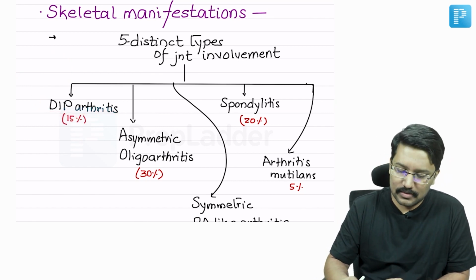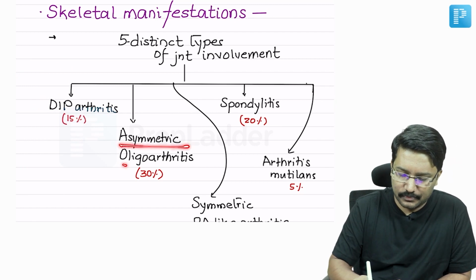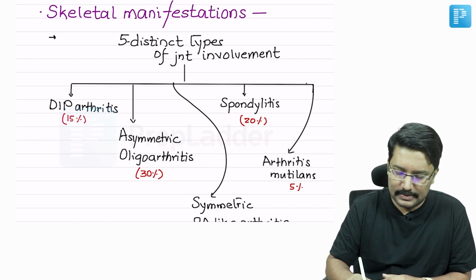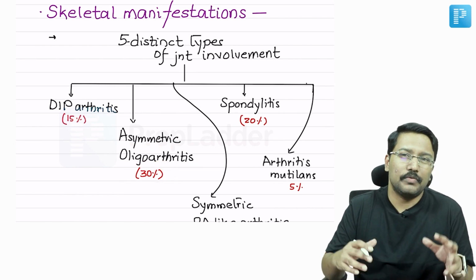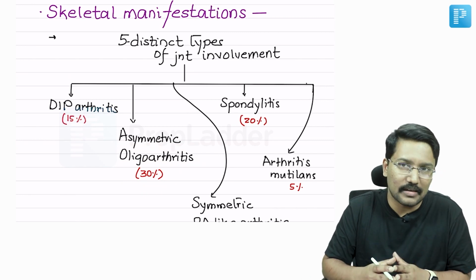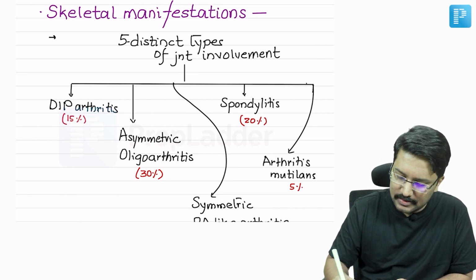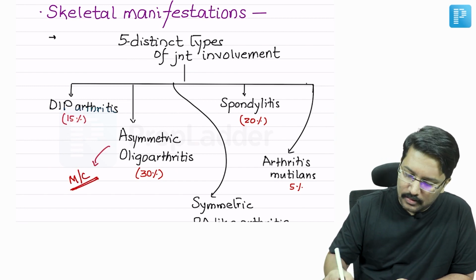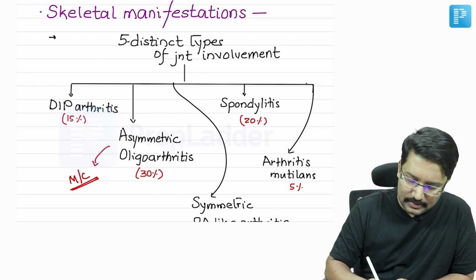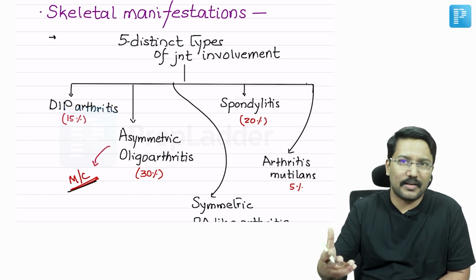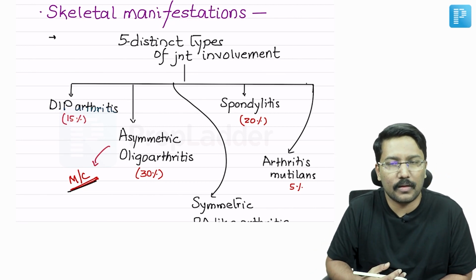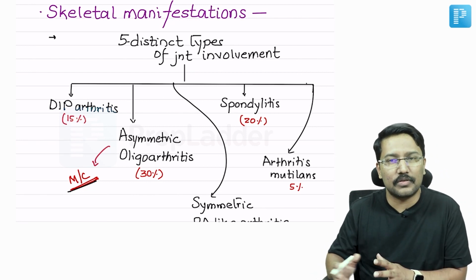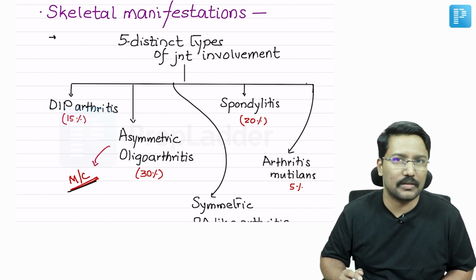Then the second variant is asymmetric oligoarthritis. If you are a very stern follower of Harrison, he says it is seen in 30% of the patients, but most of the rheumatology texts and the latest literature don't agree with this. Actually, the texts and literature say that this is the most common type of arthritis that we see in patients with psoriasis or psoriatic arthritis. This is the most common form. According to most of the literature, as much as 60 to 70% of the patients would present with this presentation, right?